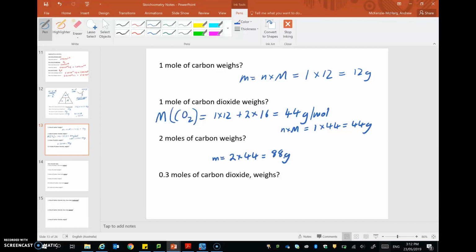0.3 moles, okay. Mass equals 0.3 times 44. Okay, what does that give us? I'll try and do this without a calculator. 4 by 0.3 is 1.2, and 40 by 0.3 is 12. So does that give us 13.2 grams? You better check that one for me.